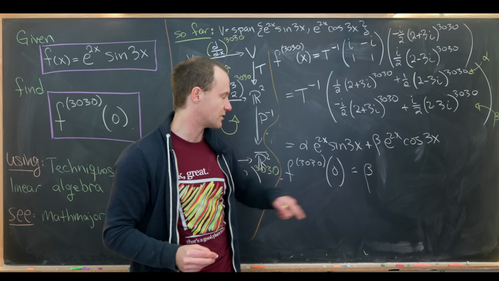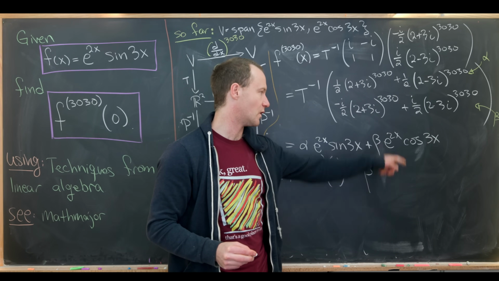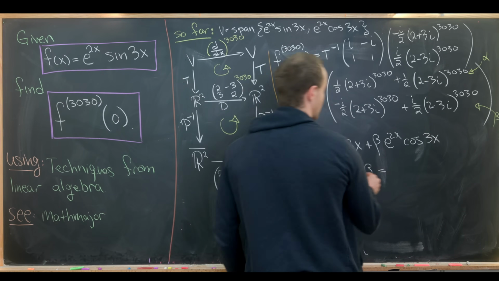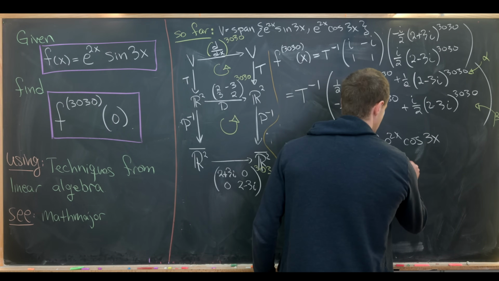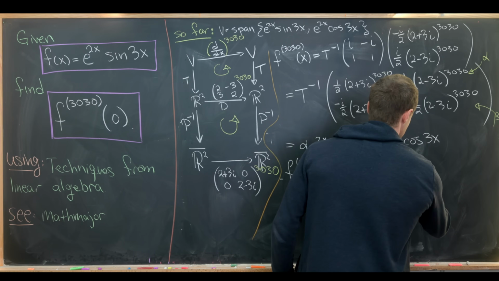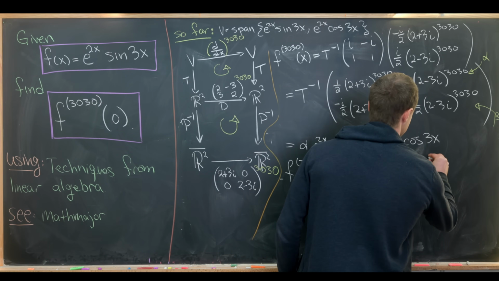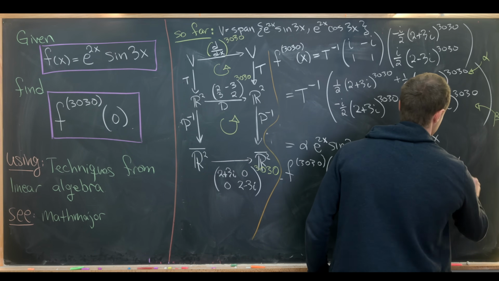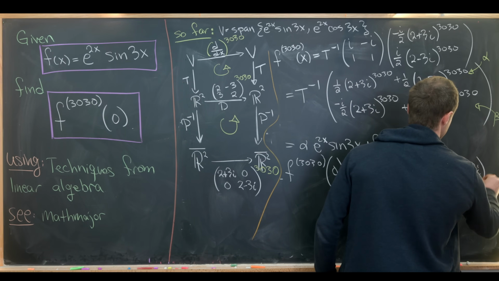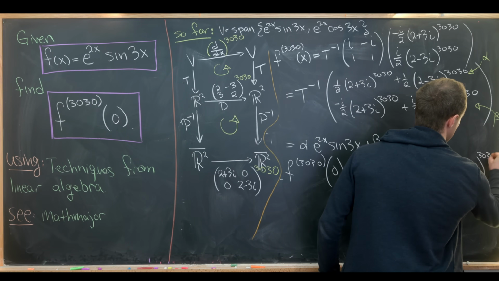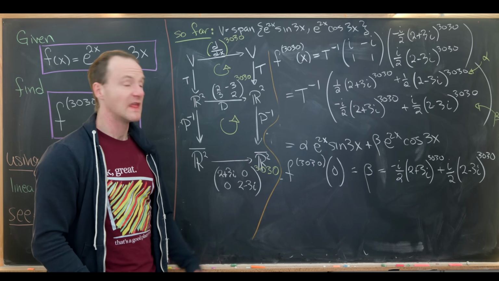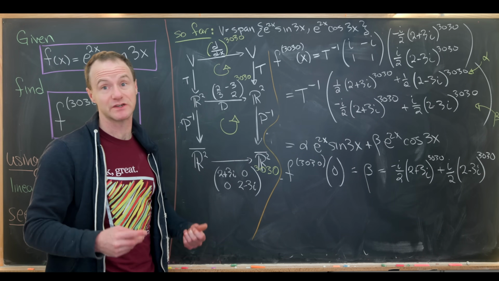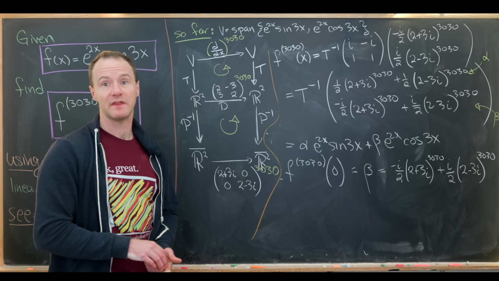Because sine of 0 is 0, e to the 0 is 1, and cosine of 0 is also 1. So that means our value is minus i over 2, (2 plus 3i) to the 3030, and then plus i over 2, (2 minus 3i) to the 3030. And that may seem like a crazy number, but I think that's probably the easiest way to write this number down. And that's a good place to stop.